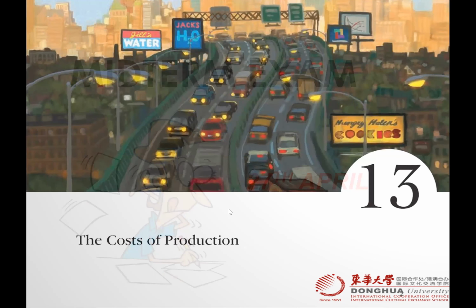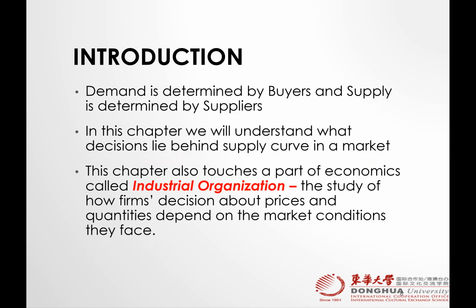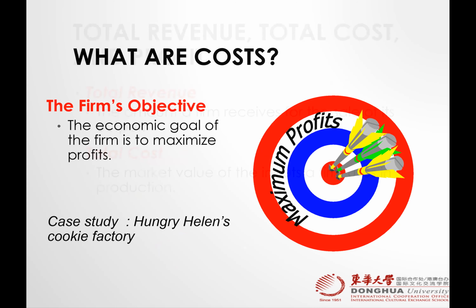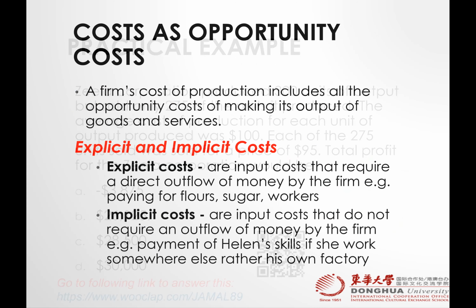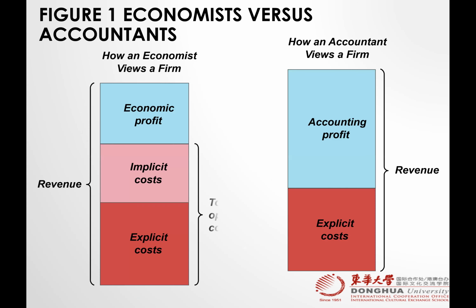sorry, my bad. But the total opportunity cost is, here we go, implicit plus explicit. Or you can say that explicit cost plus opportunity cost is equal to total opportunity cost. Understand? Everyone, please. Yeah, good, good, good.